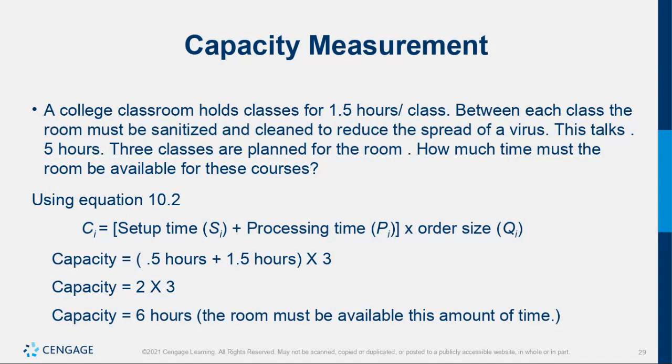So then you have 0.5 hours plus 1.5 is 2, and 2 times 3 would be 6. So the capacity of the room would be equal to 6 hours. That means the room must be available at least 6 hours to accomplish all this work. So a fairly straightforward, easy example there of capacity measurement.